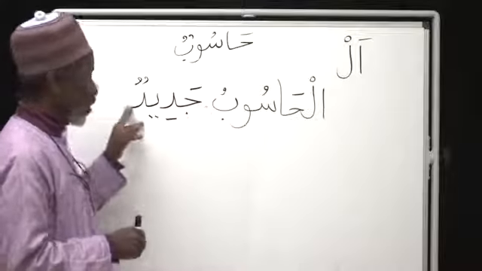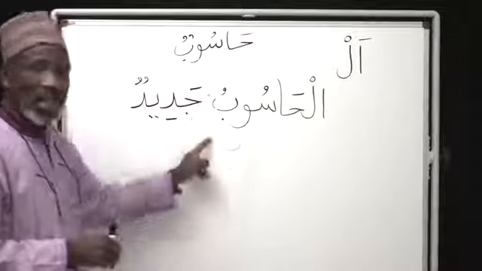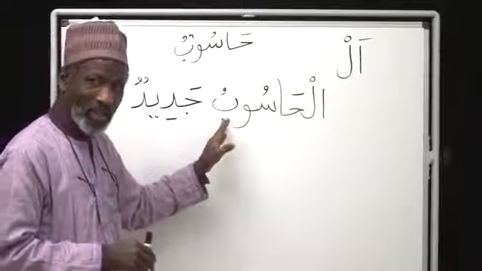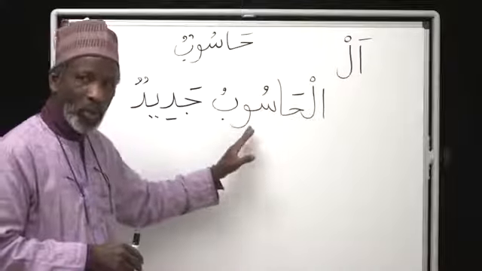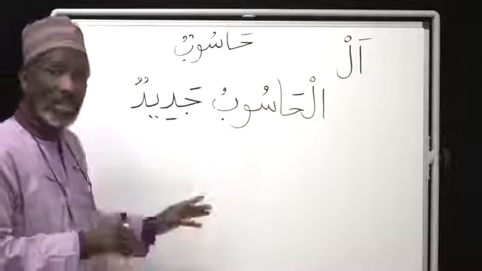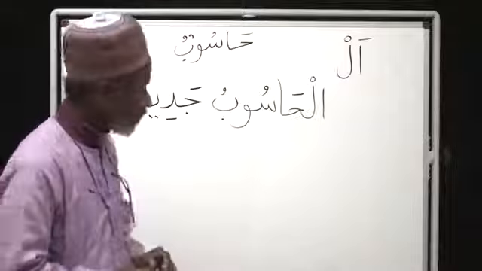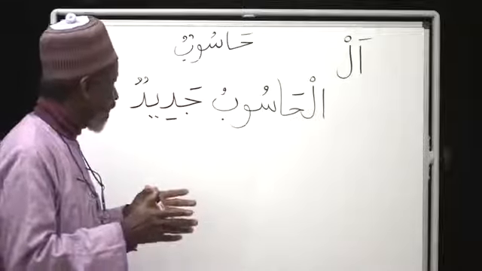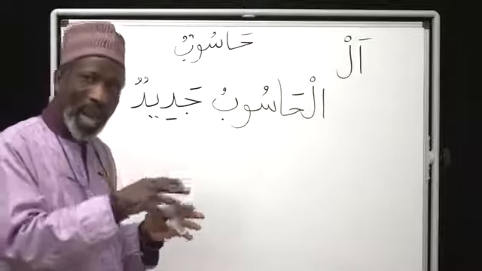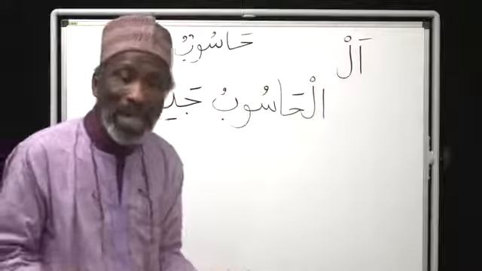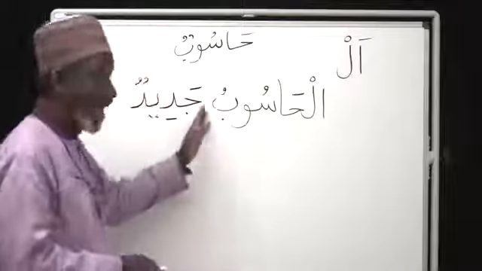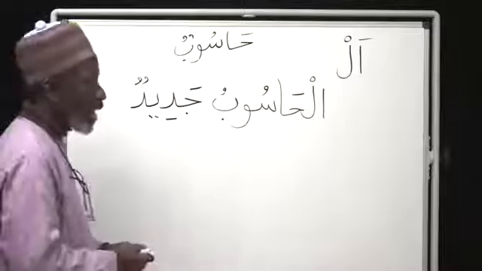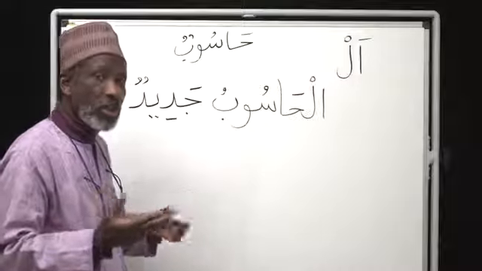Al-hasubu jadidun, the is is hiding because we drop the al. We say the computer a new. The computer is new. You cannot say it, but it's implied and embedded. And that's how you can really manipulate the usage of noun and adjective to have a complete sentence in Arabic without actually saying the is. Al-hasubu jadidun. Okay.